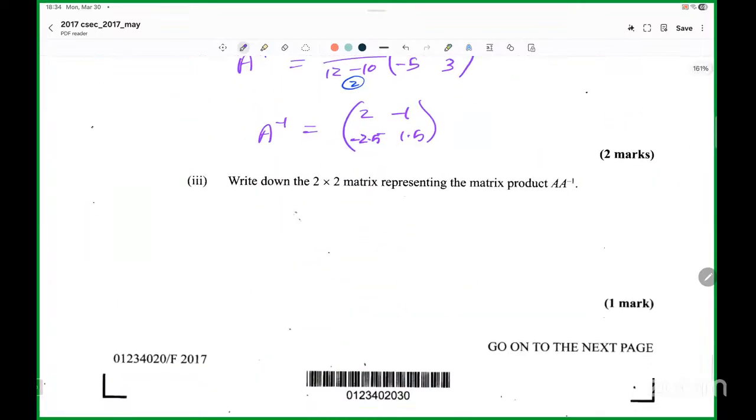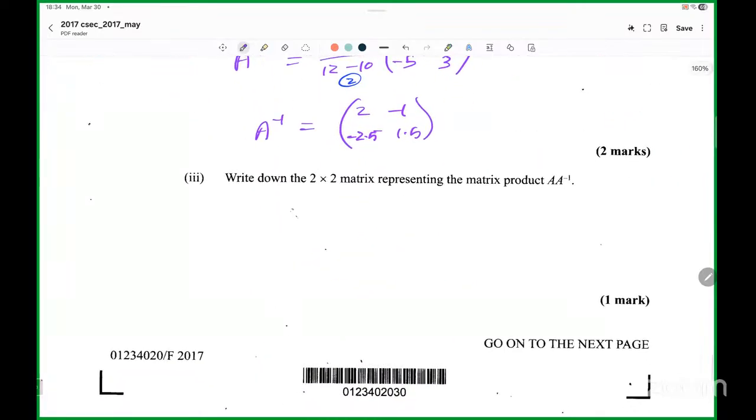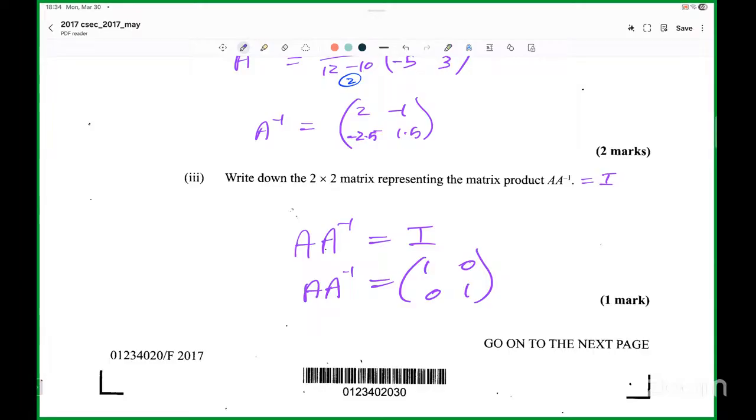Next part now says, write down the matrix represented by A times A to the minus 1. A times A to the minus 1 is the I matrix. You should know that. A times A to the minus 1 is the I matrix, which is 1, 0, 0, 1. The product of a matrix and its inverse is the identity matrix for multiplication. 1, 0, 0, 1. That's the matrix that gives the number 1.